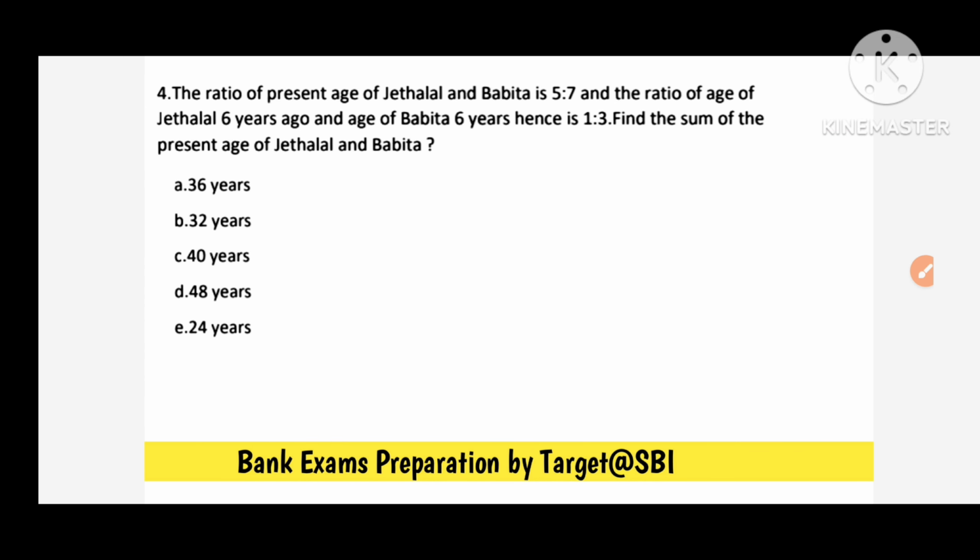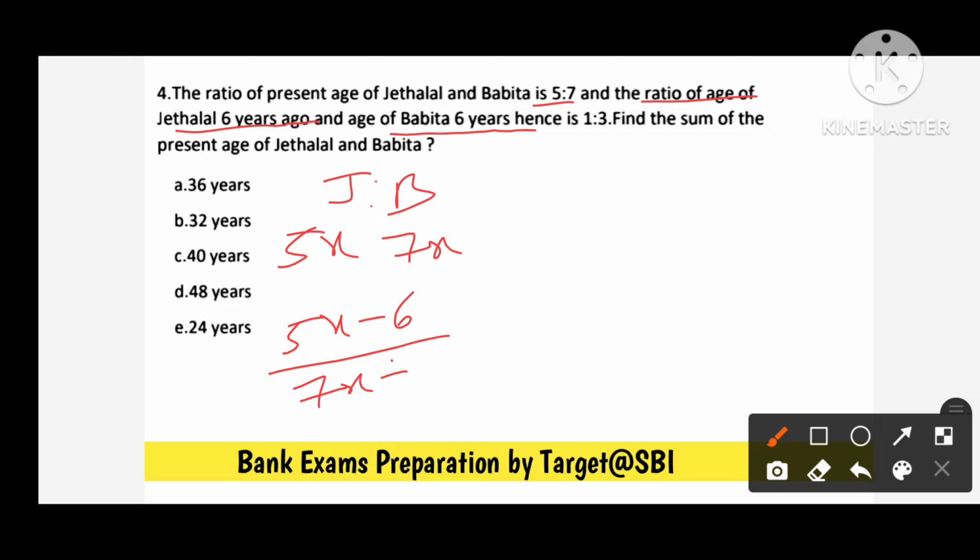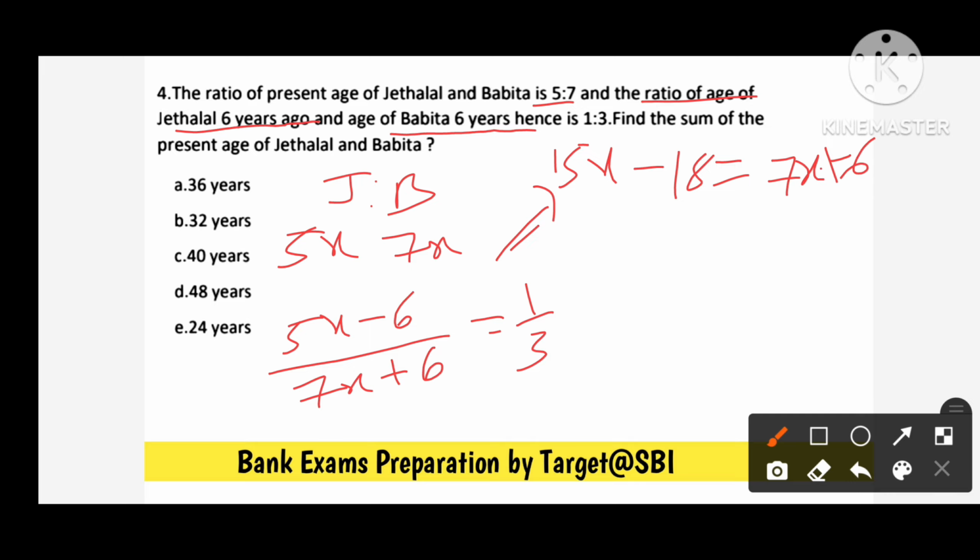The ratio of the present age of Jeetalal and Babita is 5 is to 7. So Jeetalal and Babita are 5x and 7x. And the ratio of the age of Jeetalal 6 years ago, 5x minus 6, and Babita 6 years hence, 7x plus 6, is in the ratio of 1:3. So from this we get 15x minus 18 equals 7x plus 6. So 8x value will be 24, x value will be 3.